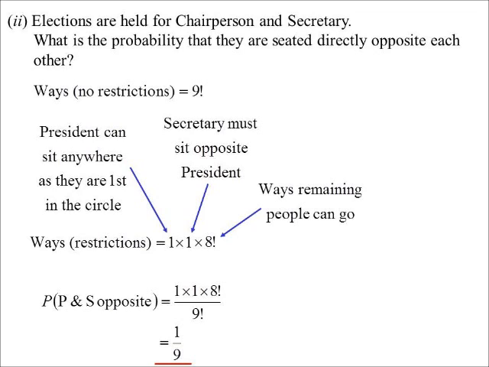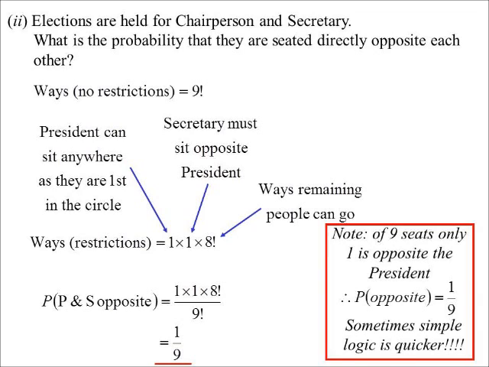By the way, don't forget about simple logic. We could have done that question a lot quicker. The president's going to sit down, right? There's 9 seats left for the secretary to sit in. What's the chance that they sit opposite the president? Oh, 1 in 9. 9 seats, there's only one of them opposite. So you could have just done it that way.